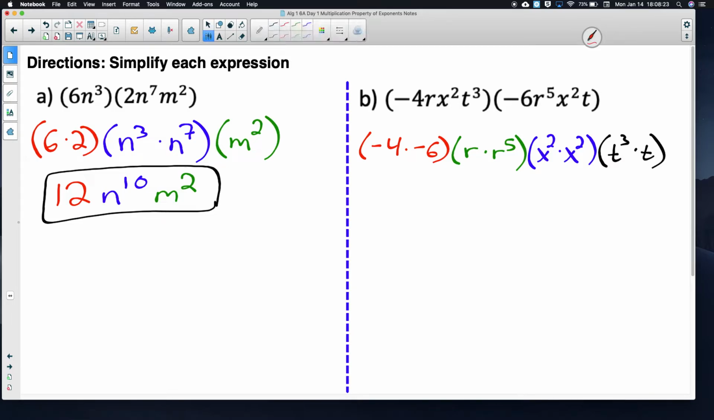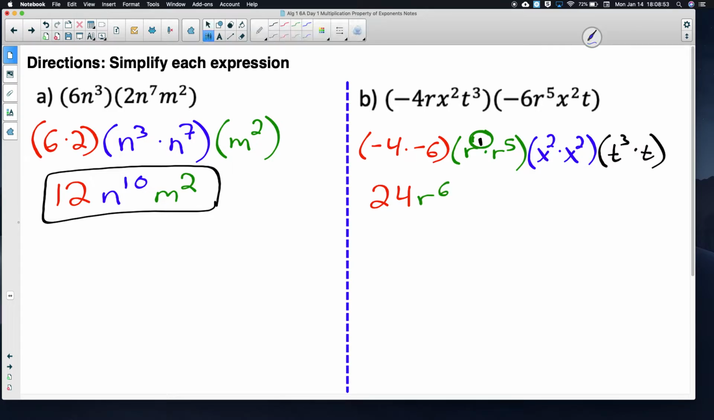Negative 4 times negative 6 is positive 24. Remember, a negative times a negative is always going to be a positive. R times r to the 5th. Well, I don't have an exponent on this r. What's going on right here? I don't have an exponent. Well, if there is no number there, remember, it's just going to be r to the first power. Your exponent's going to be a 1. So r to the first times r to the 5th, that's going to give me r to the 6th power.